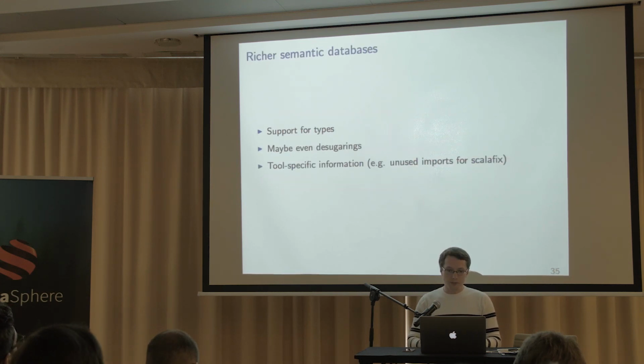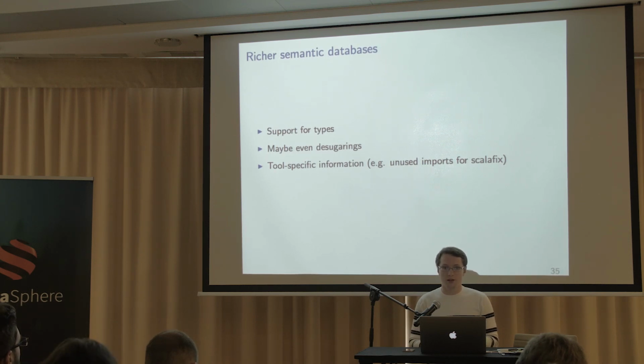And finally, as prompted by Sam and by some others, we plan to provide more information in semantic databases. This starts with types for all expressions. This is something really important, something we cannot do without. Maybe desugarings. We will see how it goes. We will see how big a demand is for desugarings like implicit arguments and other things, because that's something that's very hard to implement. And if the demand is not so big, then maybe it's just not worth it.